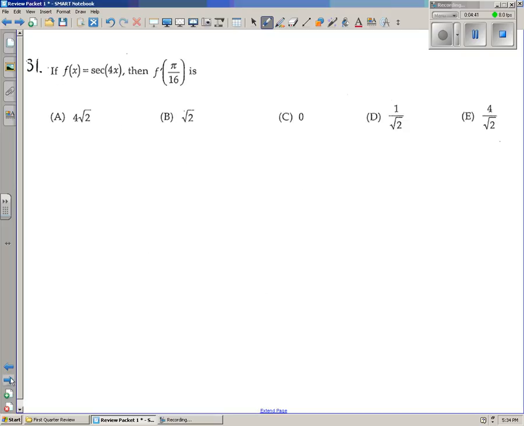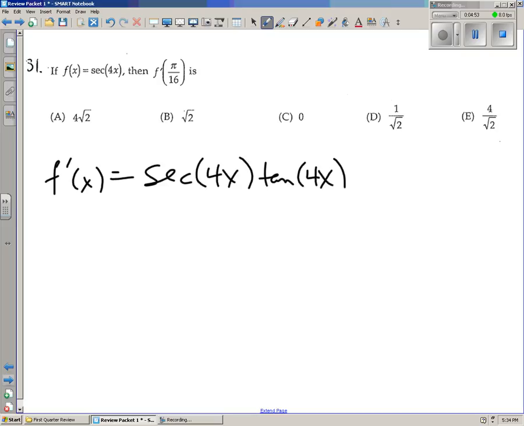If f of x is secant of 4x and f prime of pi over 16 is, well, again, we have a chain rule here. So f prime of x is, well, we have derivative of secant of stuff, which is secant of stuff times tangent of stuff times the derivative of the stuff, which is 4. So we end up with 4 secant of 4x tan of 4x.